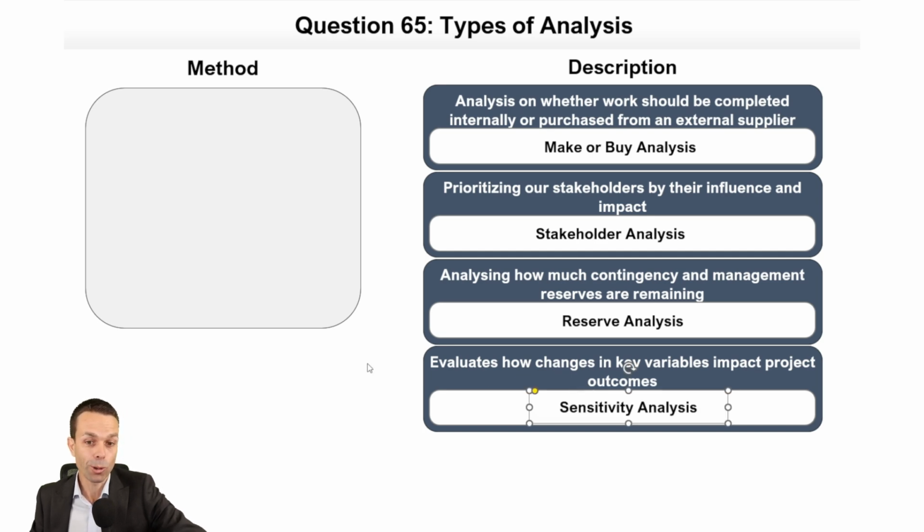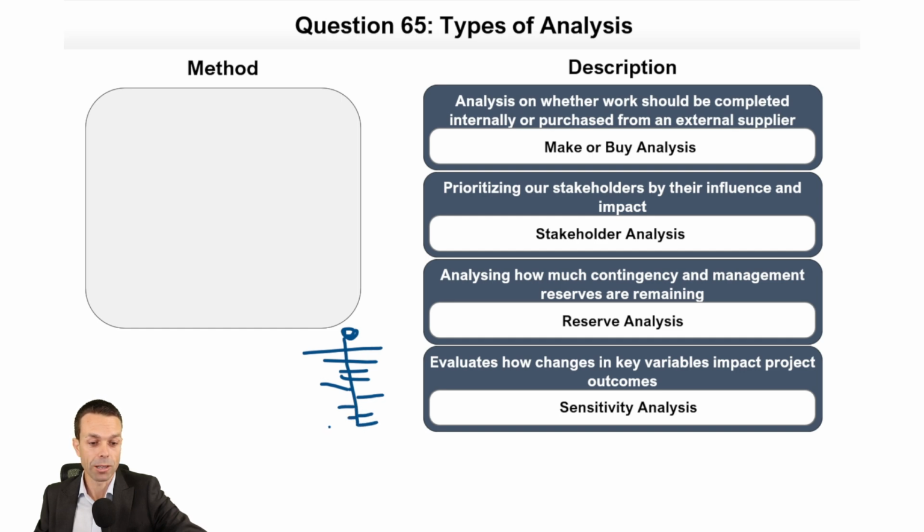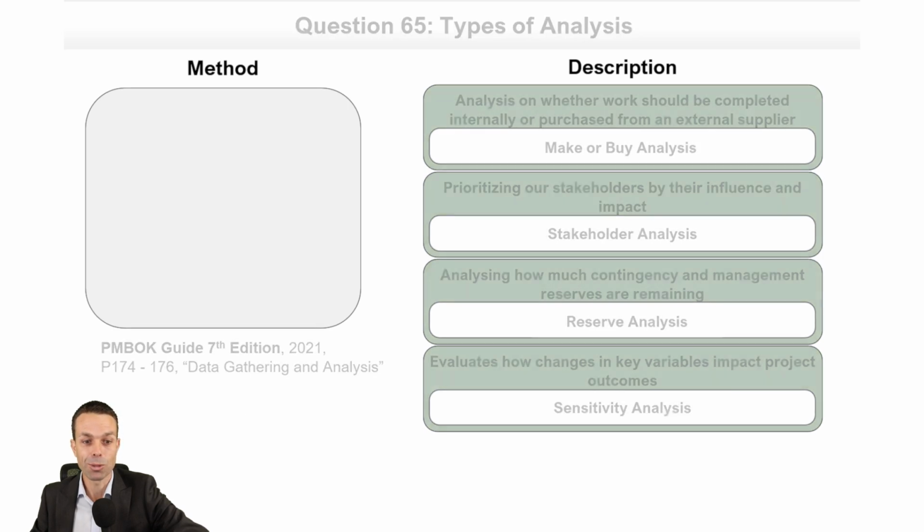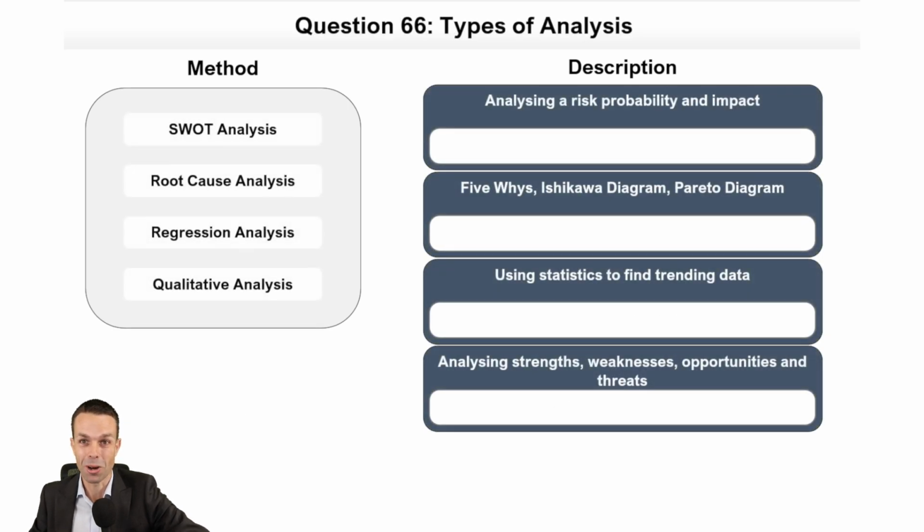And what else can we call sensitivity analysis? It is a tornado chart, because we've got 0 here, and is it a little bit to the left? Is it negative or is it positive? Negative, positive. And it ends up looking like a tornado. Let's quickly check. And that is good. Page 174 to 176, data gathering and analysis in the PMBOK Guide 7th edition. Wonderful stuff.